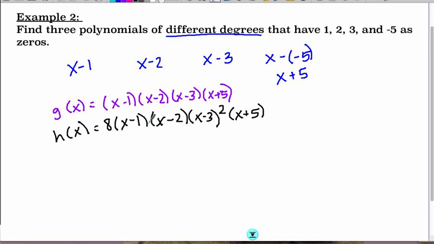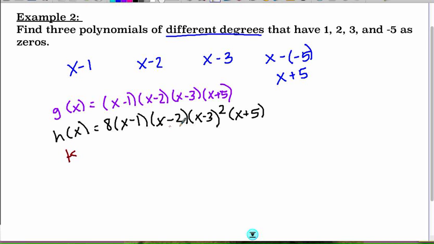Again, if we take a note of the degree of this polynomial, this term is being squared, so I have 2 degrees, 3, 4, 5, so h of x is a 5th degree polynomial now. So just to take note of that, I don't have to multiply it out to determine what degree it is. I can just take a look at the number of x's that I have. I could also write another example.